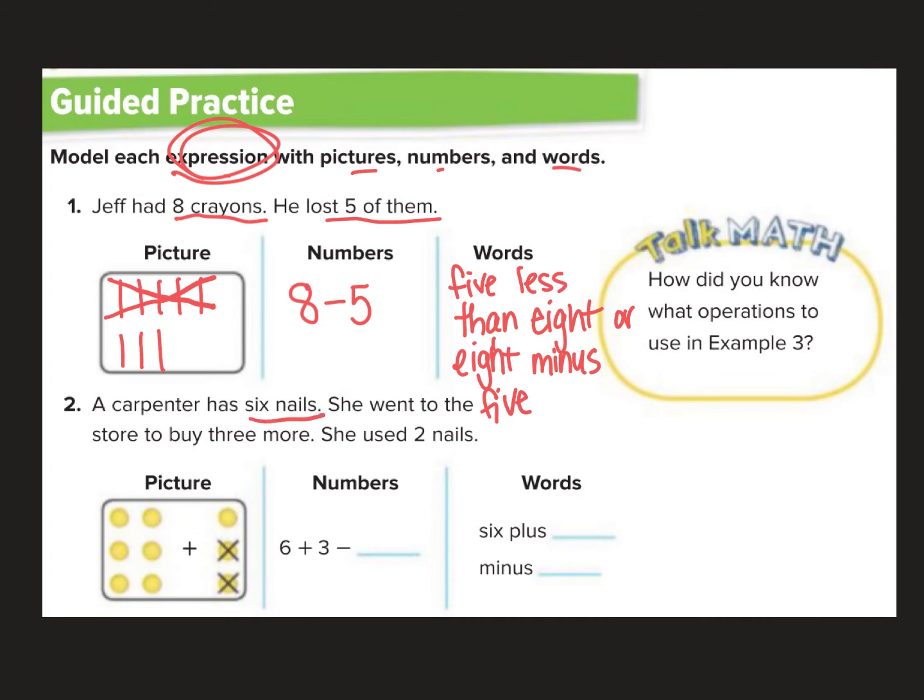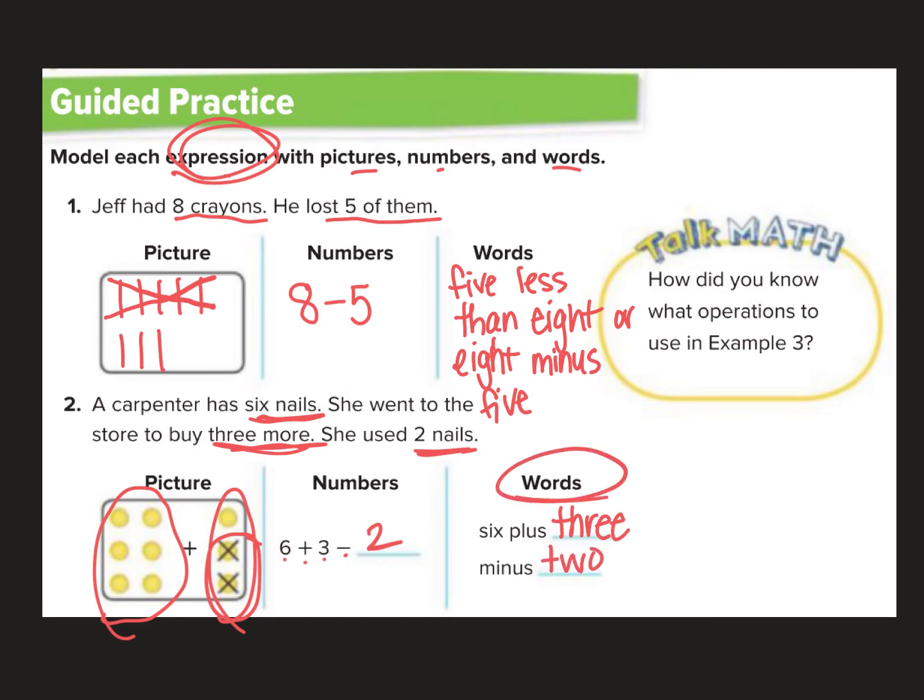A carpenter has 6 nails. She went to the store to buy 3 more, and then she used 2. Okay, how would I write this? Well, I had 6, I added 3, and then I took away 2. 6 plus 3, and then I took away 2. So I could write it as 6 plus 3 minus 2. Whenever we're using words, we should be writing words, not numbers, right? I already made that mistake for us. We don't all need to make it again, okay?